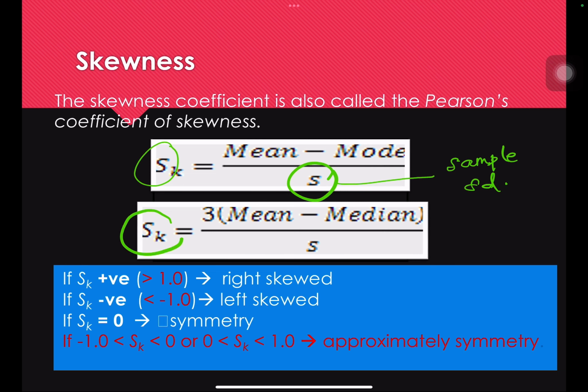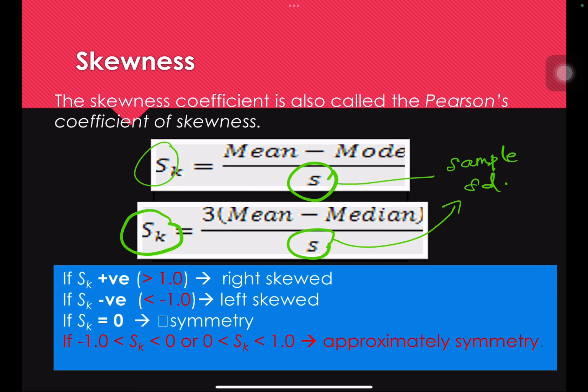We do have a second formula, which is SK, skewness. This one we take 3 multiplied by mean minus median, divided by S. And this S is sample standard deviation. Okay. So when we calculate this one, the formula is easy, but the tricky one is your standard deviation. If you get your standard deviation wrong, then your SK is wrong too.